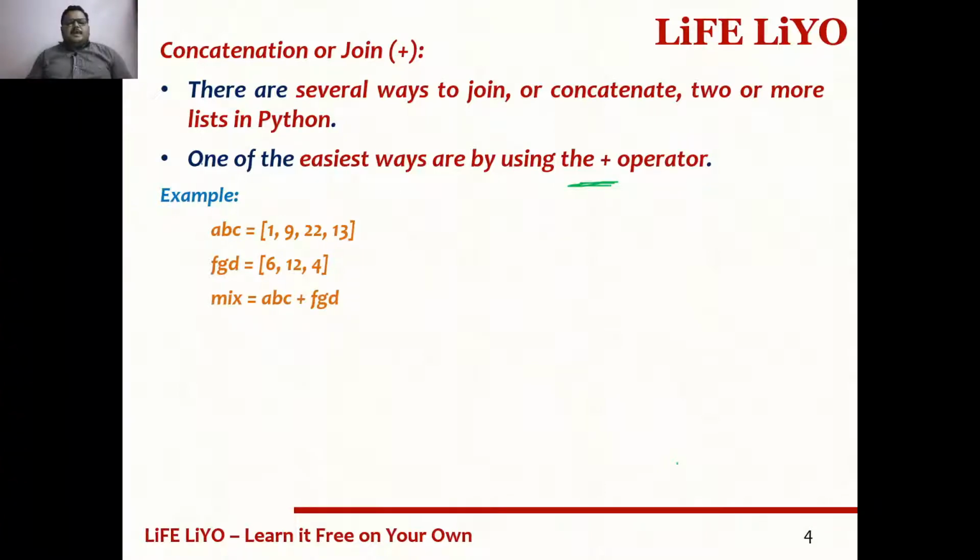Let us take a list ABC with these elements 1, 9, 22, 13, and FGD equal to 6, 12, 14. Mix equal to ABC plus FGD. That means we are concatenating or joining list 1 with list 2. Then what are we going to get as the answer? So let us execute this one.